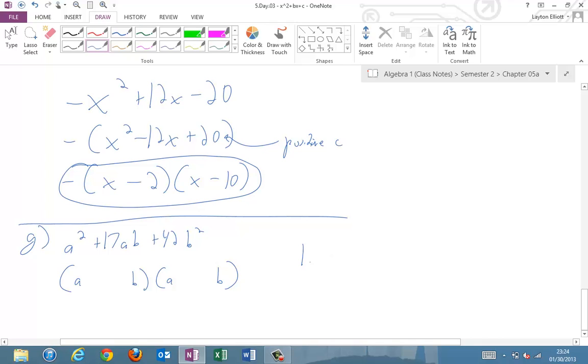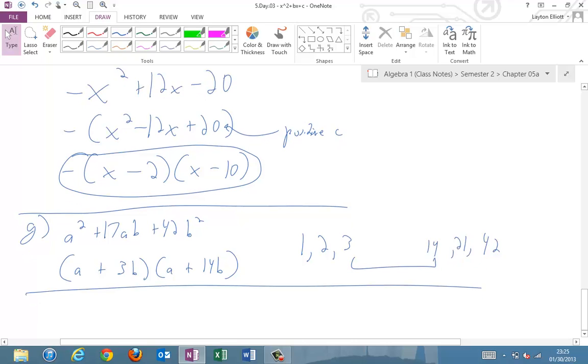If you're really confused, we can start doing 1 and 42 and build all the factors that can multiply. 2 and 21. Nope. I could do 3, and that'd be 3 and 14. Okay, those two add up to 17. So I have 3b and 14b, plus and plus.